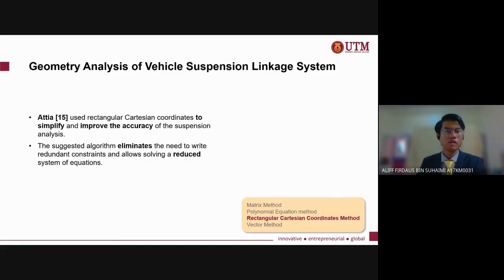And next we have the rectangular Cartesian coordinates method, which was done by Attia. He used this method to simplify and improve the accuracy of the suspension analysis. His suggested algorithm eliminates the need to write the redundant constraints and allows solving a reduced system of equations.